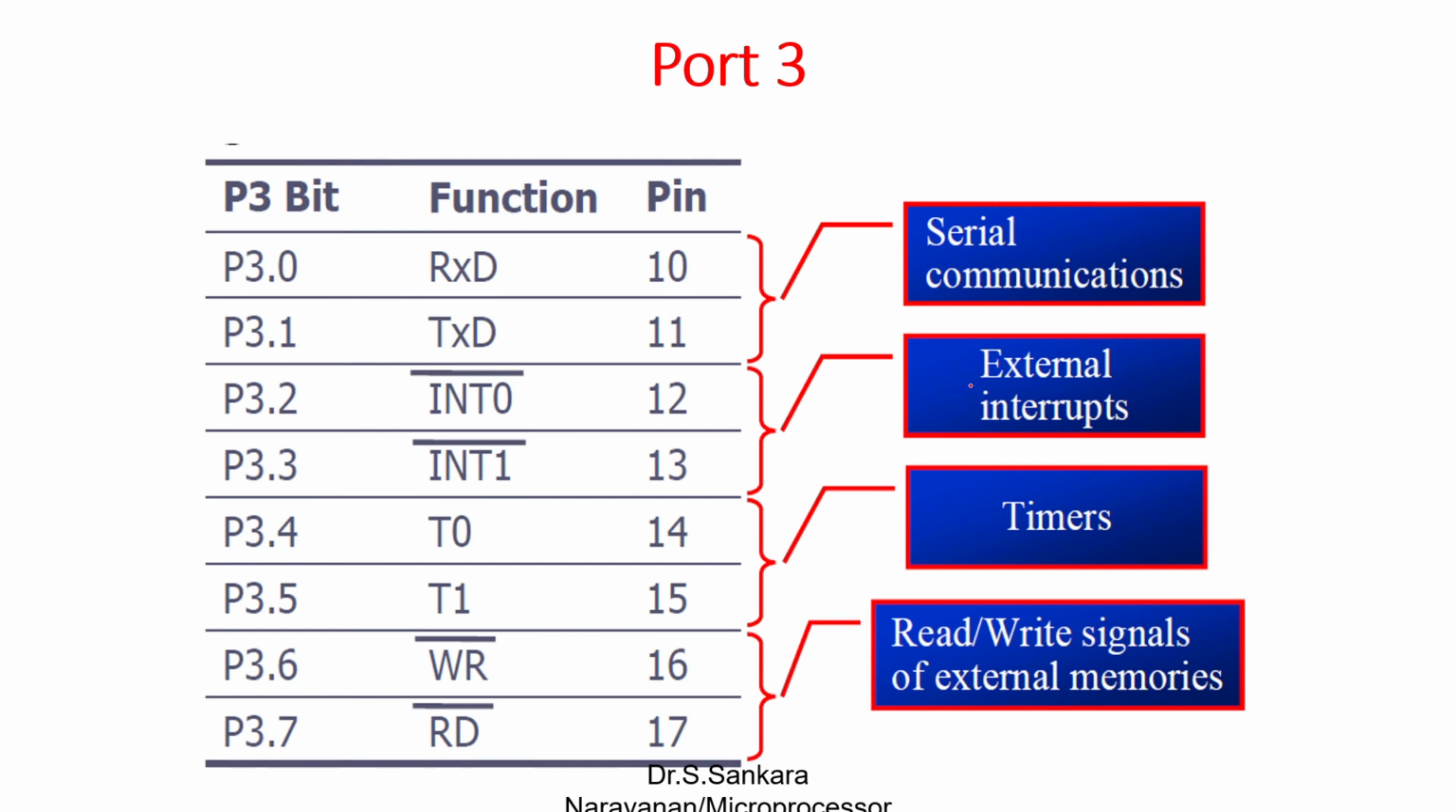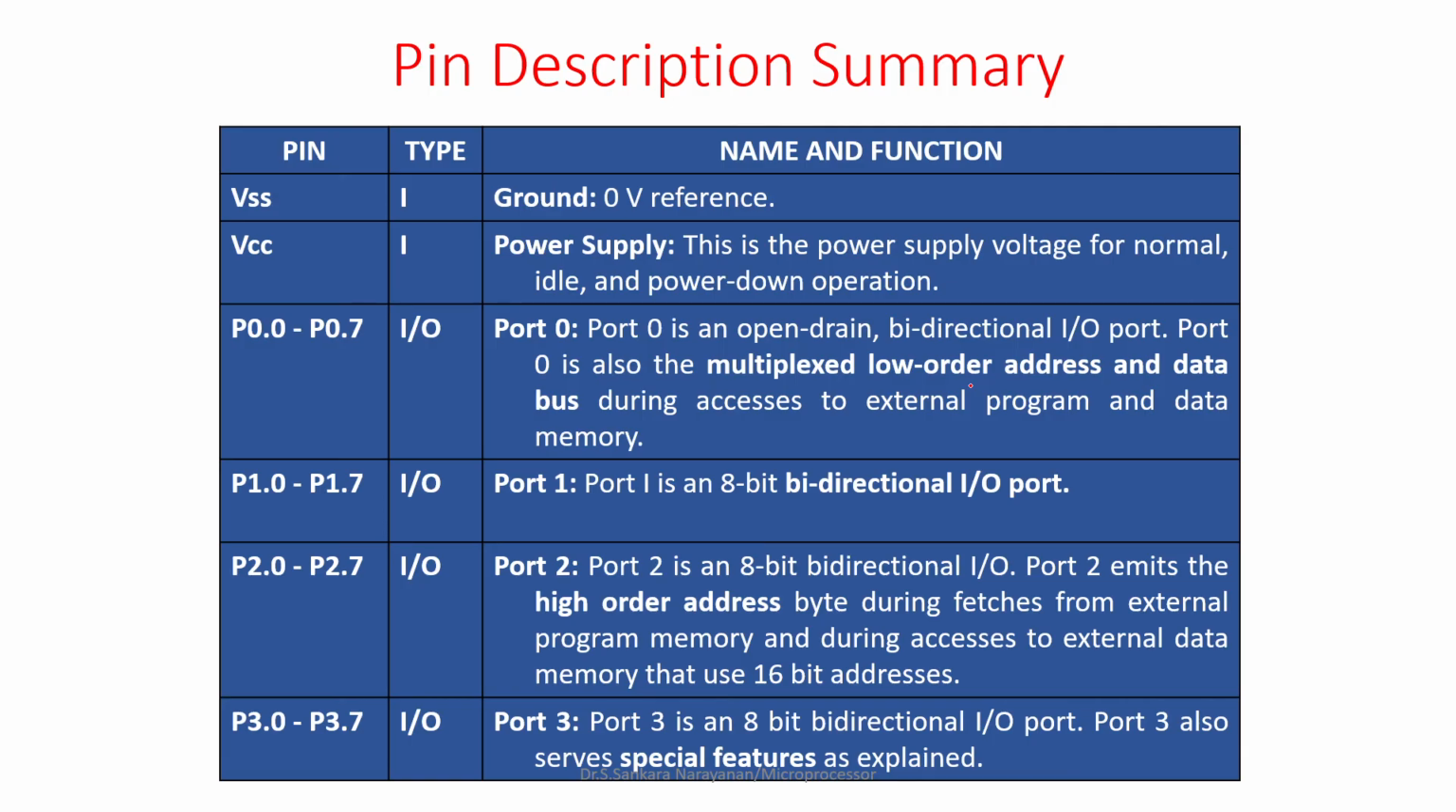These are the signals for port 3. Pins 3.0 and 3.1, RXD and TXD, are used for serial communication. Pin numbers 12 and 13 are the external interrupt signals INT0 and INT1. Pin numbers 14 and 15 are the two timers, T0 and T1. Pin numbers 16 and 17 are the read and write signals of external memories. These are the summary of the pin description.